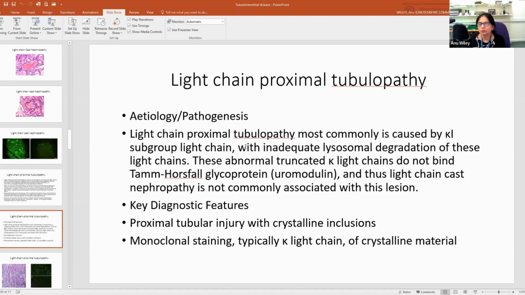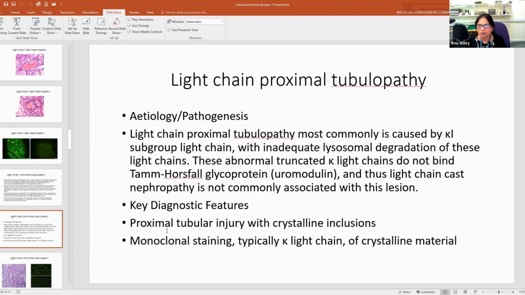Again, as I've said, proximal tubulopathy is a disease which is caused by a subgroup of light chain, which is mainly kappa light chain. And it is mainly because it is produced in abundance, and then there is inadequate degradation of these light chains, which then get deposited within the proximal tubules. But unlike the casts you see in cast nephropathy, these light chains cannot make a proper cast with Tamm-Horsfall glycoprotein. And that's why you don't see those big casts.